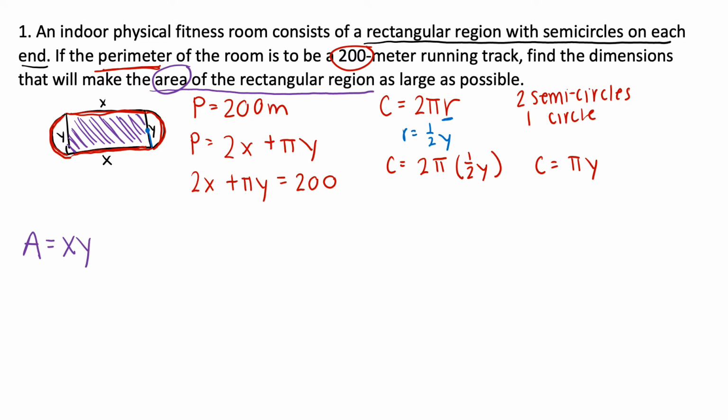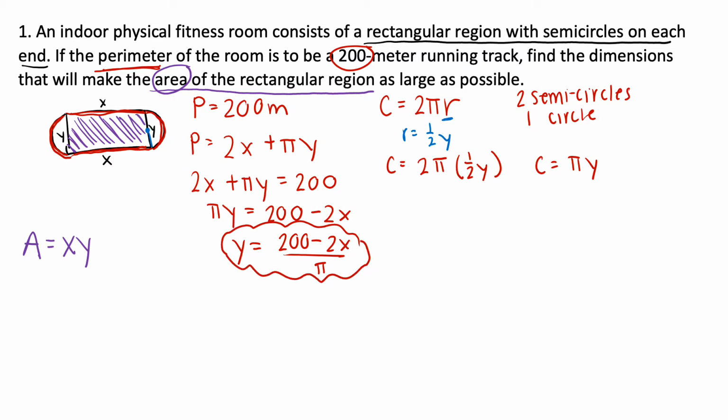Now we have two equations with two variables, so just like we were doing previously, we're going to solve our first equation for one variable and then plug it in. So let's take our perimeter equation and just solve it for y. So moving our 2x over, we have pi y equals 200 minus 2x. So y is equal to 200 minus 2x over pi. And now we can go ahead and plug that into our area equation. So we have area is equal to x times 200 minus 2x over pi.